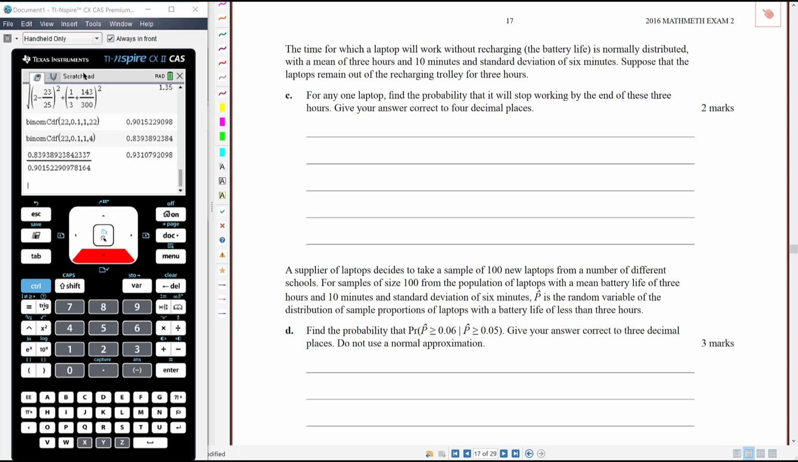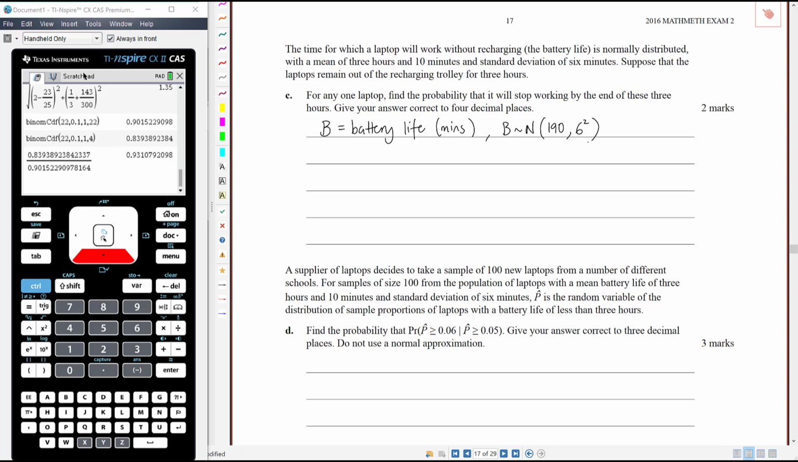Okay, so now we've got a normally distributed variable. So we need a new variable and a new distribution. So B is going to be the battery life in hours. No, I'm going to do it in minutes because the standard deviation is in minutes. Okay, B is a normally distributed variable. The mean is 3 hours and 10 minutes. So 3 times 60 is 180 plus 10, so it's 190 minutes for the mean, and a standard deviation of 6 minutes. Now remembering this notation, this is variance here, so you either write 36 or you can just write 6 squared.